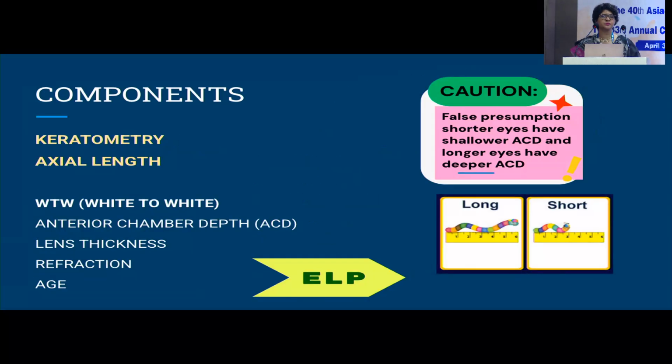By and large, we used to consider the keratometry and the axial length in the two variable formulas. But now there are multiple measurements: the white to white, AC depth, lens thickness, refraction, and the age. Why so? Because like Dr. Shalini had covered, we have to calculate the predictive or the effective lens position, and that does not always follow a rule that shorter eyes would have a shallow AC depth or a longer eye would have a deeper AC depth. And therefore, multiple variables addition is making the IOL power calculation more fine-tuned.